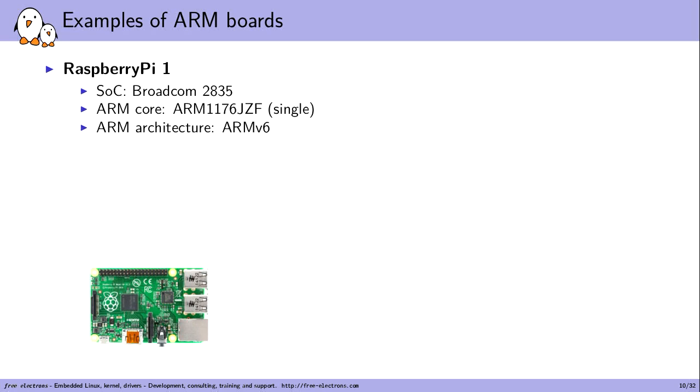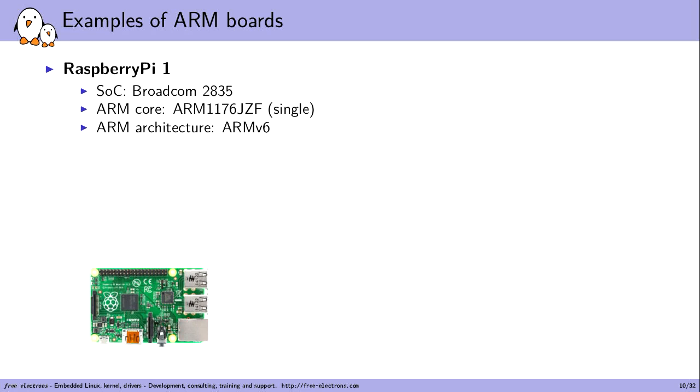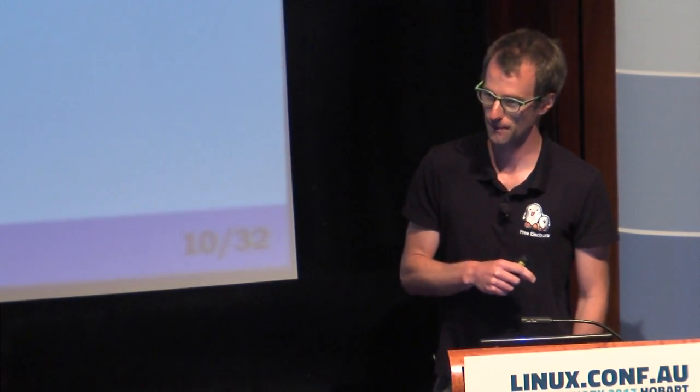So let's take a few examples of boards. The Raspberry Pi 1, so it's a board, that's the last thing here, and I'm just going back. The SoC that it contains is a Broadcom 2835. This SoC itself contains an ARM core called ARM1176JZF, which itself implements the ARMv6 architecture specification. And all this information is important to understand what is the Linux support for this platform.